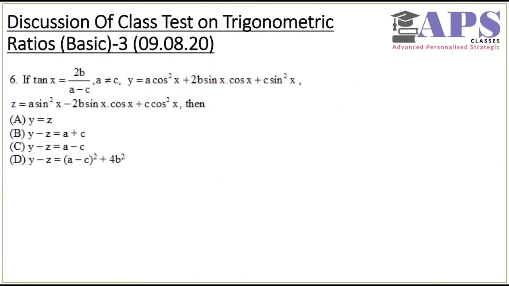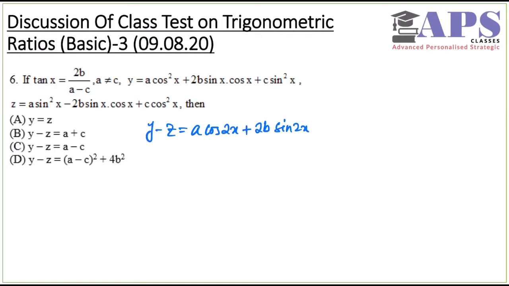In question number 6, many relations are given. We have to find y minus z or y equal to z. So let us take y minus z. If I get it 0, then y equal to z. Otherwise, we get something else. So what is y minus z? If I subtract them, what will I get? I have a cos square x minus a sin square x. That will be a into cos 2x. 2b sin x cos x plus 2b sin x cos x. So that will be 4b sin x cos x, or I can write 2b into sin 2x.